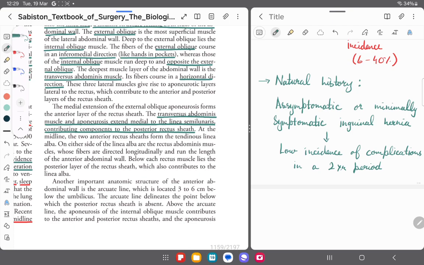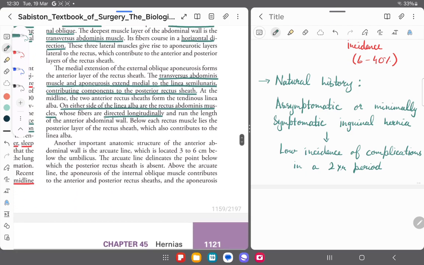And at the midline, the 2 anterior rectus sheaths form the tendinous linea alba. On either side of the linea alba are the rectus abdominis muscles, whose fibers are directed longitudinally and run the length of the anterior abdominal wall. Below each rectus muscle lies the posterior layer of the rectus sheath, which also contributes to the linea alba.